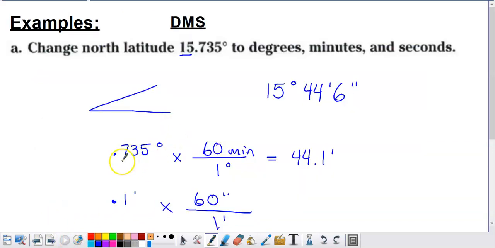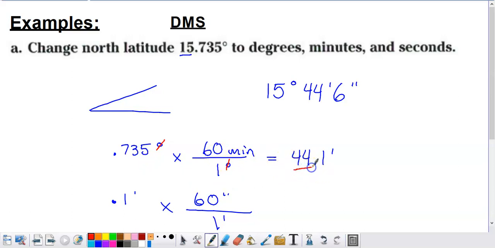So if I'm trying to figure out what 0.3735 degrees is as the appropriate number of minutes, I'm going to multiply this decimal by a fraction that has degrees in the denominator so that the units of degrees are essentially going to cancel with each other, right? I've got degrees in the numerator here, I've got degrees in the denominator here, and I've got 60 minutes per 1 degree. So when I take 0.375 and I multiply by 60, and that's something you can break out the calculator and do, what you end up with is 44.1.